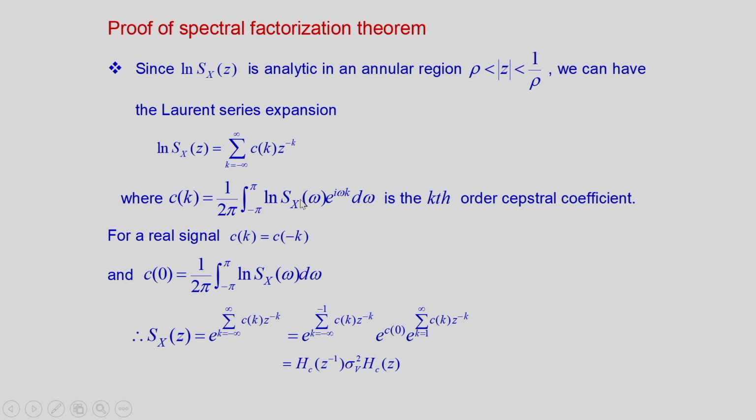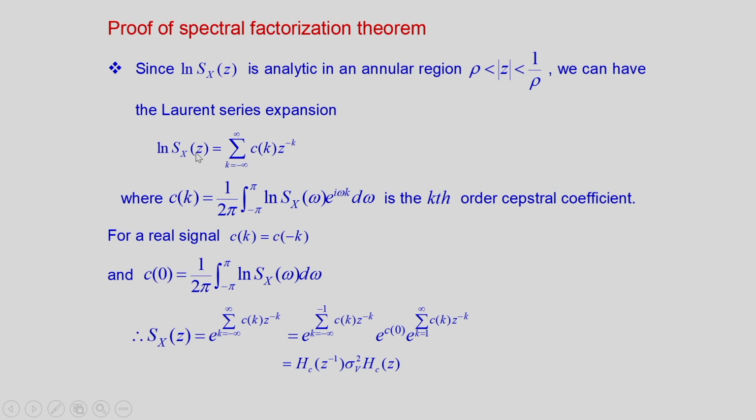For a real signal, because Sx(omega) is equal to Sx(minus omega), log of Sx(omega) is an even function, and because of that Ck will be equal to C of minus k. And C0, if I put k equal to 0, then this exponential term will be equal to 1. Therefore, C0 will be equal to 1 by 2 pi integration from minus pi to pi of log of Sx(omega) d omega. Now, this is the expansion for log of Sx(z).